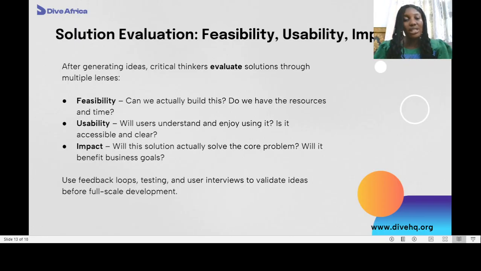Then look at usability. Will users understand and enjoy using it? You have to put yourself in the shoes of your user. If you are the user, will you like what you're developing? Is it accessible and clear? Another point we have is impact. Will this solution actually solve the core problem? Will it benefit business goals? You need to look at solution evaluation from different lenses: feasibility, usability, and impact. Very important.